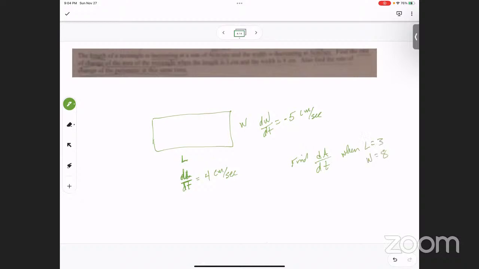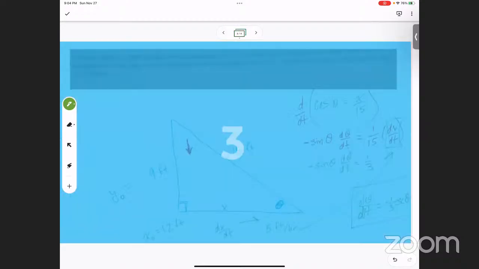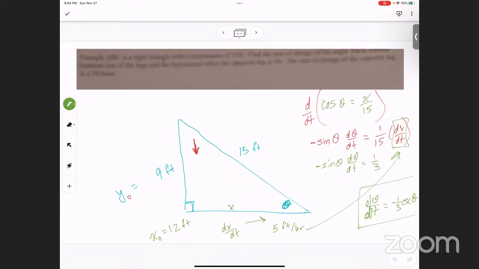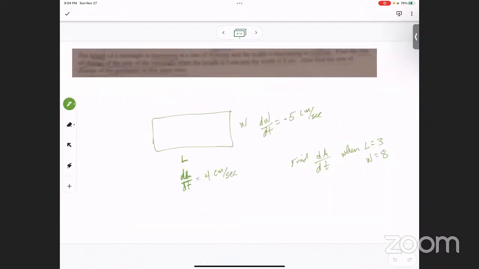This is more like it. I think we might have missed some pieces of this problem, or maybe that is the right answer. I don't know. But this is more like a standard problem. So what we're going to do is find a formula, right? Area equals length times width. So we're just going to write that out: area equals length times width.